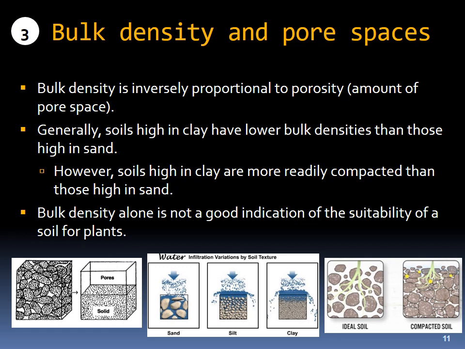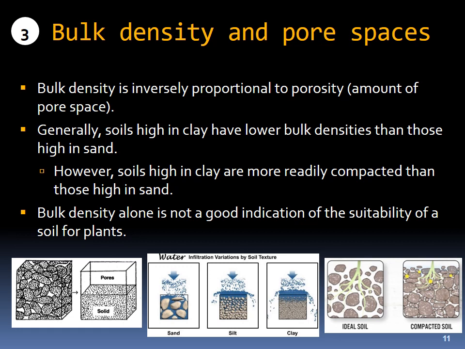Something else to keep in mind is that bulk density, although it tells us about the condition of the soil and the pore space in the soil, is not a good indication of the suitability of the soil for the plant. It's not the whole story. Why? If you look at the last picture, you would see that in a normal condition without compaction, the roots can go nicely into the soil, comfortably, and can go deeper to tap the water and the nutrients. In a compacted soil, the roots won't easily penetrate the soil, and that makes it really hard and makes them suffer.